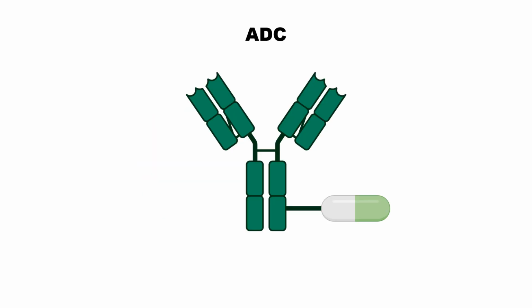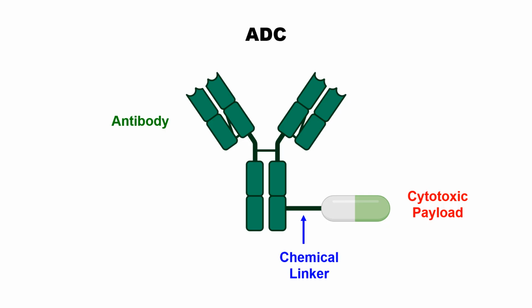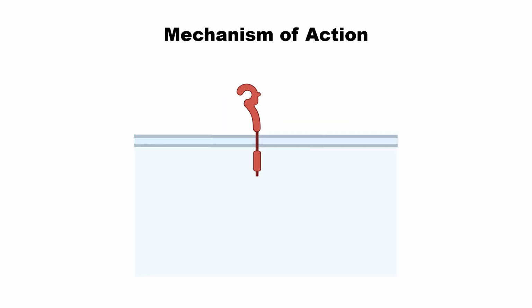ADC is composed of an antibody, which can recognize the cancer-specific antigen. Also, it has a cytotoxic payload, and these two should be connected through a chemical linker. Let's look at the mechanism of ADC.